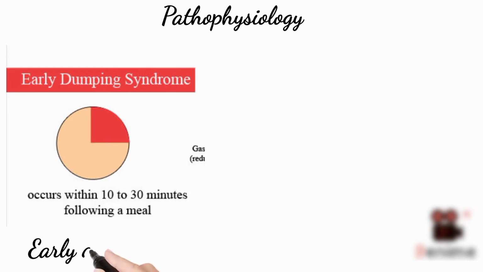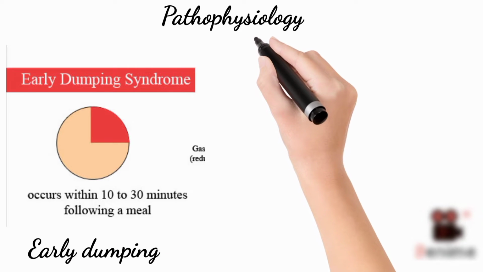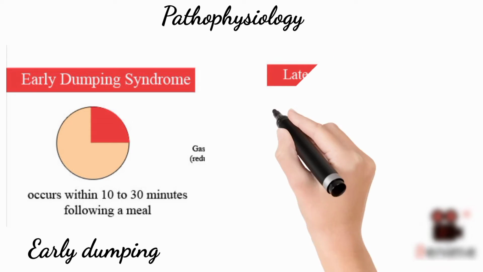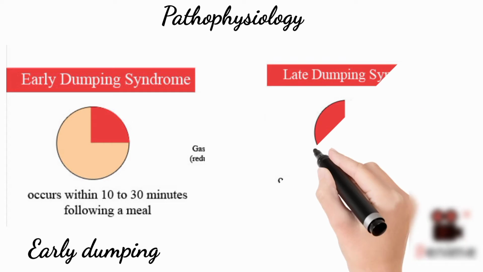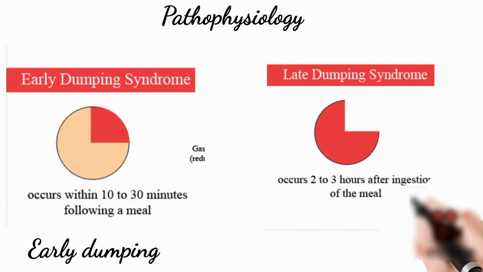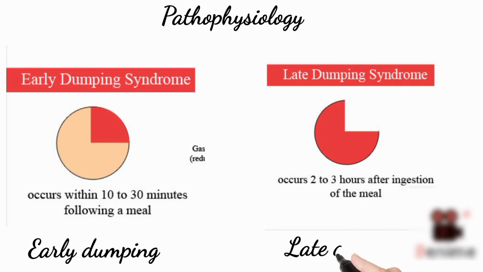Late dumping syndrome occurs when food containing large amounts of sugar is rapidly absorbed by the small intestine, leading to a sudden spike in blood glucose levels, and release of insulin from the pancreas in response to the elevated blood glucose. The effects of insulin are responsible for the symptoms of late dumping syndrome.